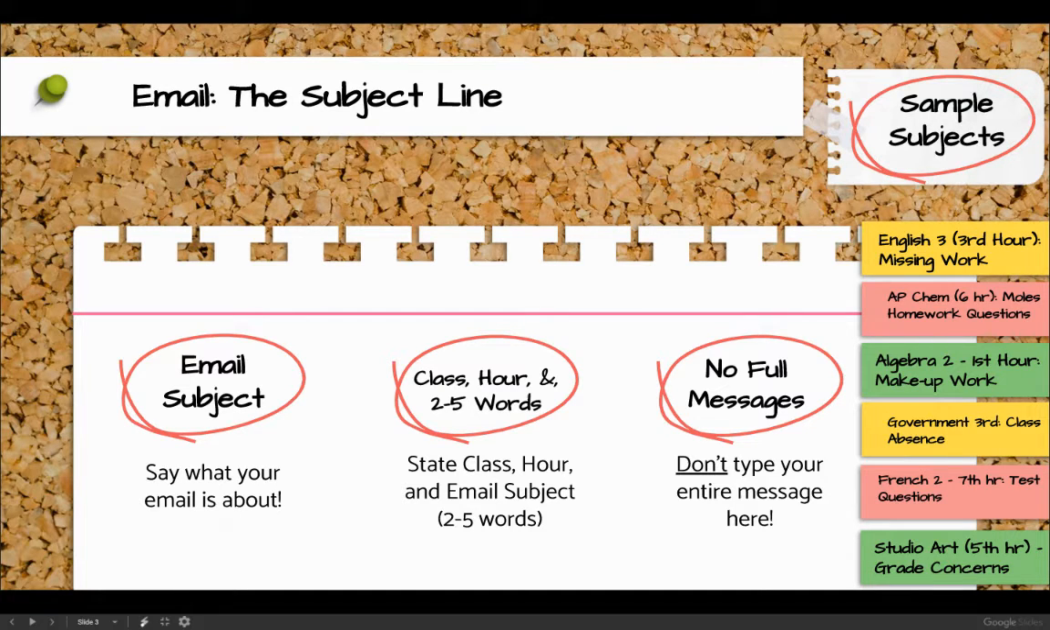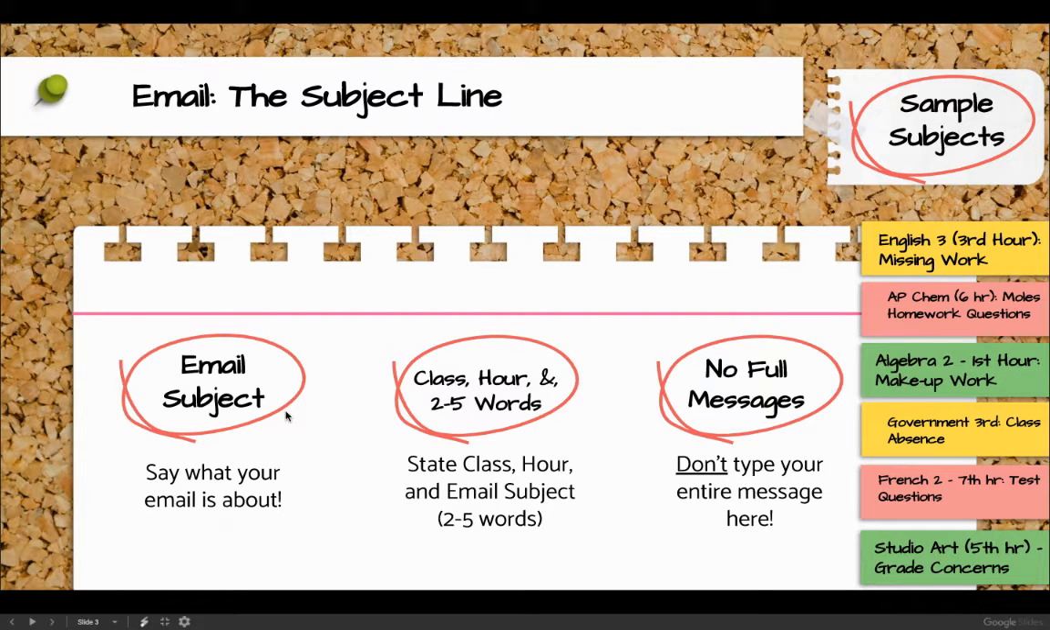Okay, so this person is taking AP Chemistry. They're in the teacher's 6th hour. They have some questions over their homework about moles. Then we've got Algebra 2, 1st hour, makeup work. Government, 3rd, class absence. French 2, 7th hour, test questions. Studio Art, 5th hour, grade concerns. So those are all excellent subjects for emails.